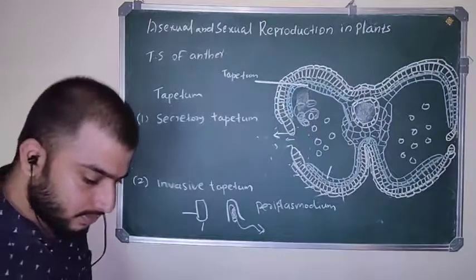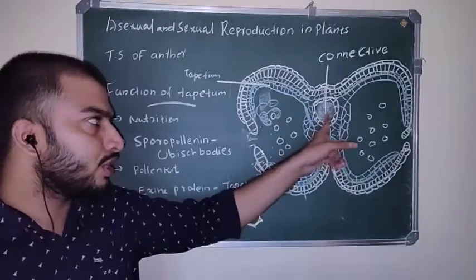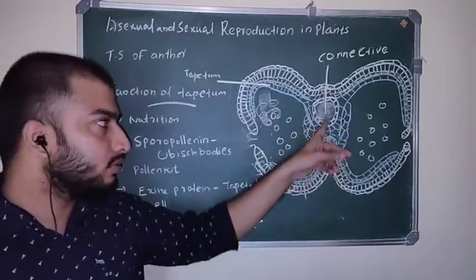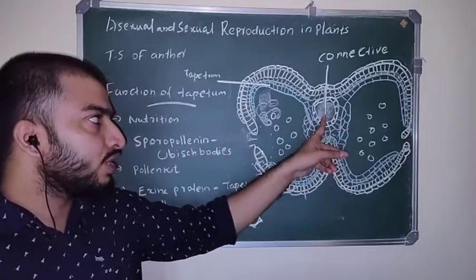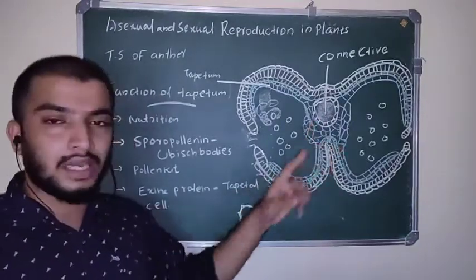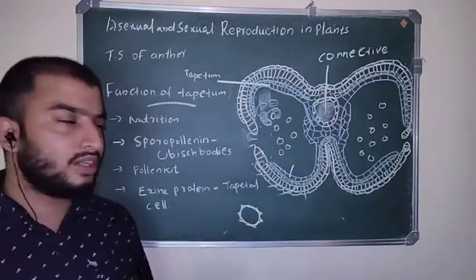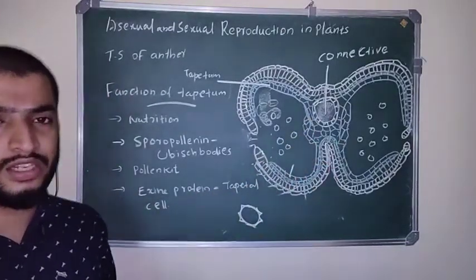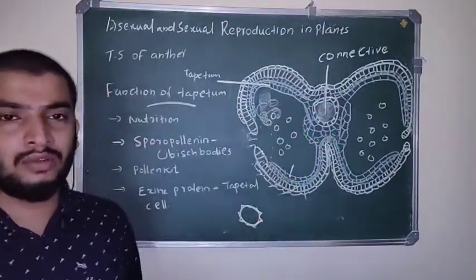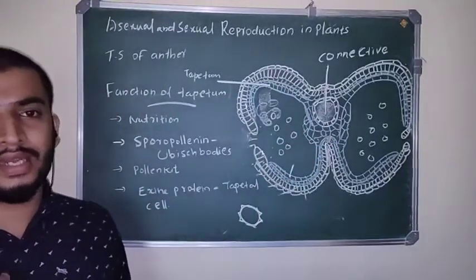Let's take another part of the anther, which is the connective. You can see in this picture, the connective is sterile tissue surrounded by anther lobes. The connective consists mainly of vascular tissues, and from this connective, tapetal cells sometimes also develop. So these are the main points about connective tissue.